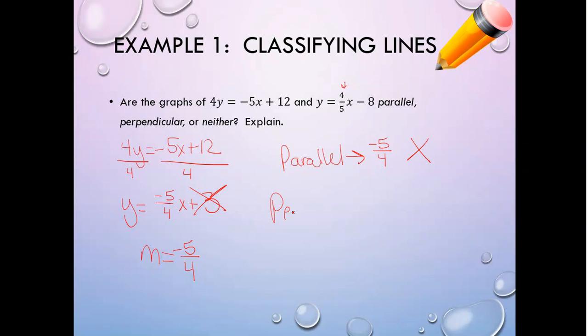Let's try perpendicular. Well, to be perpendicular to it, it needs to be the opposite reciprocal. So basically flipped and changed. Flipped and negative. So I'm going to flip my number around, 4/5. And since it's a negative, it's going to now become a +4/5. Well, that's the slope. So I have two perpendicular lines to one another.